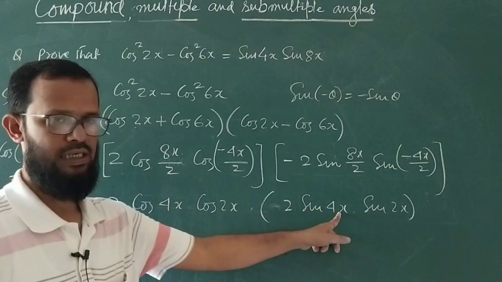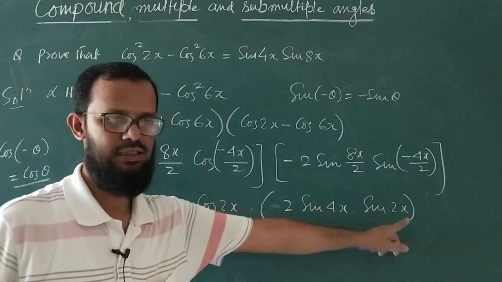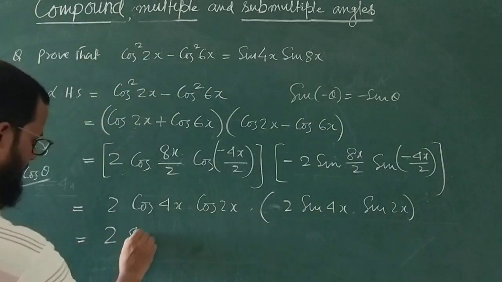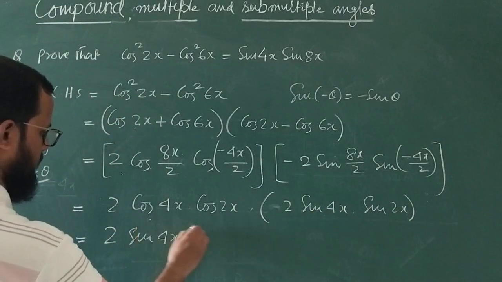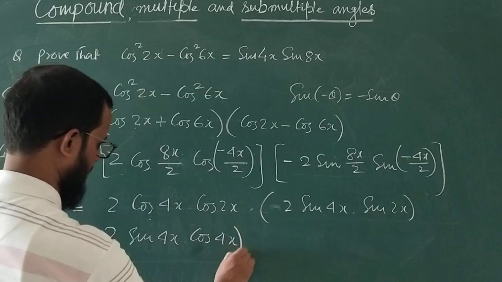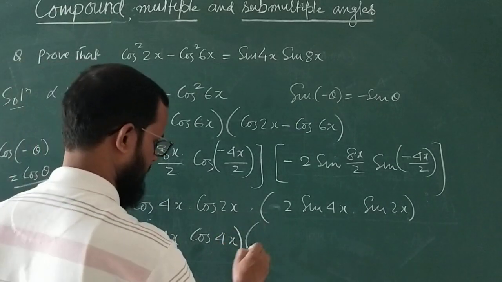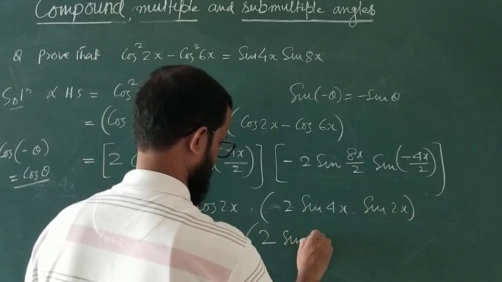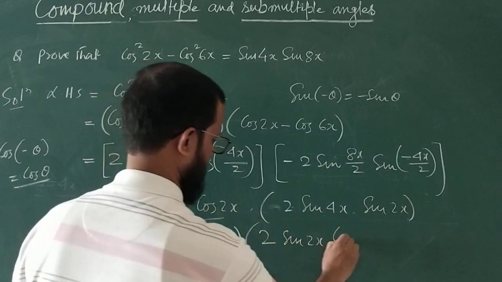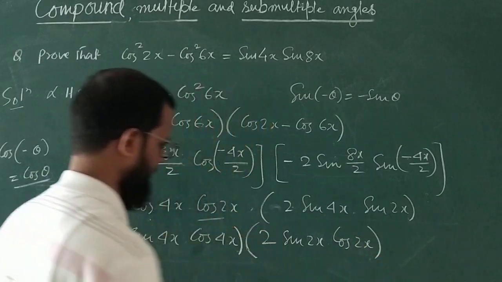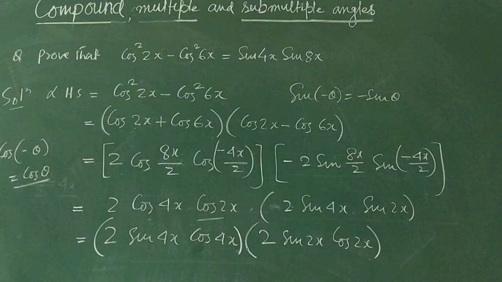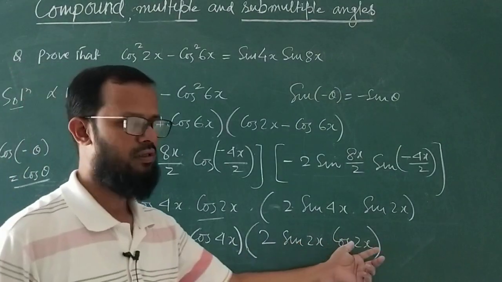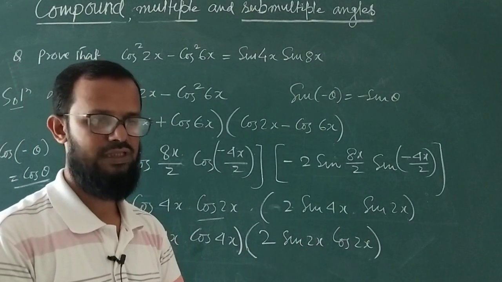4x वाला angle एक साथ करें, twice x वाला angle एक साथ करें. ठीक है. So 2 into sin 4x into cos 4x, one pattern of the angle, into to another 2 is there, 2 into sin 2x into what, cos 2x. ओके, ऐसा लिख सकता हूँ मैं. So I am arranging sin 4x angle together, twice x angle, trigonometric ratio of the angle of same type together.